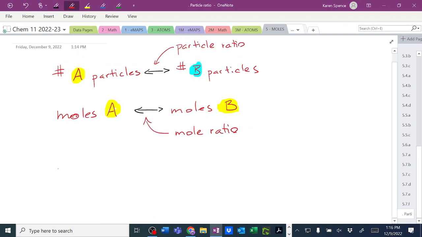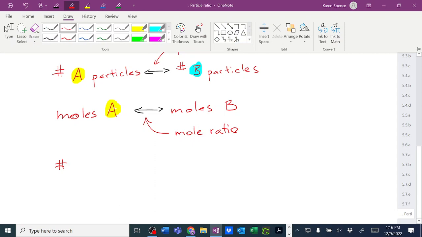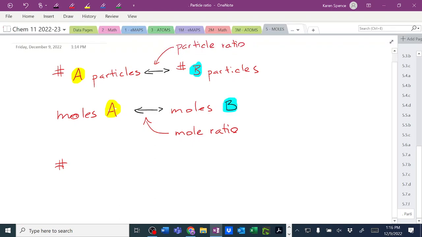You can go back and forth between the number of, oh, this should have been in blue, okay? You can go back and forth between the number of A particles and the moles of A. And that would be using Avogadro's number.